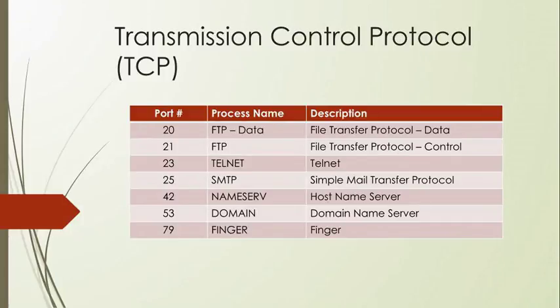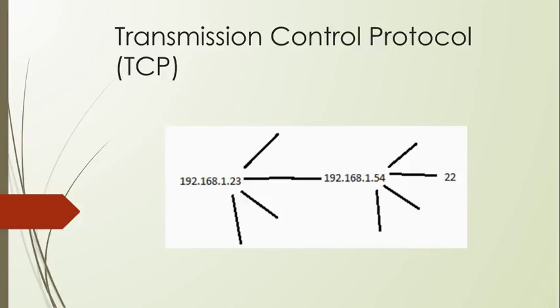So how does TCP move into action? Here's a sample diagram of communication between two computers. The first computer has an IP address of 192.168.1.23. Then the second computer has an IP address of 192.168.1.54. When the first computer sends data to the second computer, how does the second computer handle that data? An example is maybe in your browser.